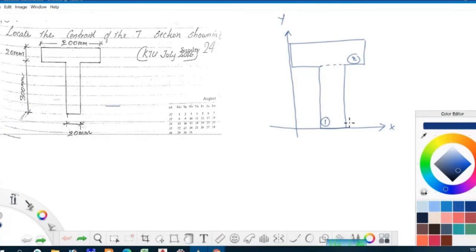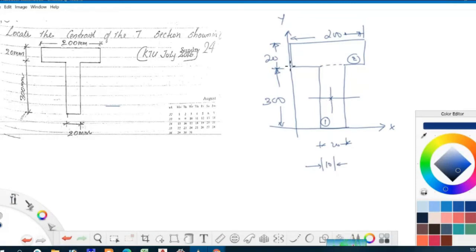For this section, this will be the centroid. This is not the midpoint. This is 300 mm, this is 20 mm, and this is 200 mm. This is also 20 mm. So what will be this distance? This distance will be 10.